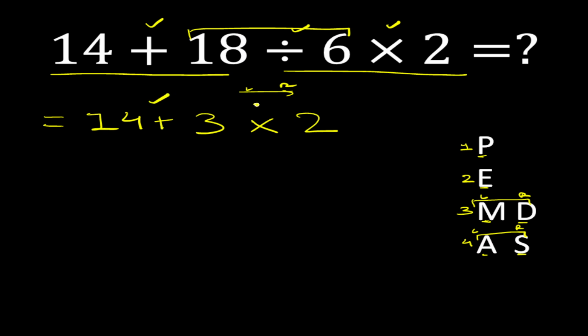Now we have one addition and one multiplication. According to the PEMDAS rule, first we have to solve multiplication. So it is equal to 14 + (3 × 2 is equal to 6). So now 14 + 6 is equal to 20. Okay, so the correct answer is 20.